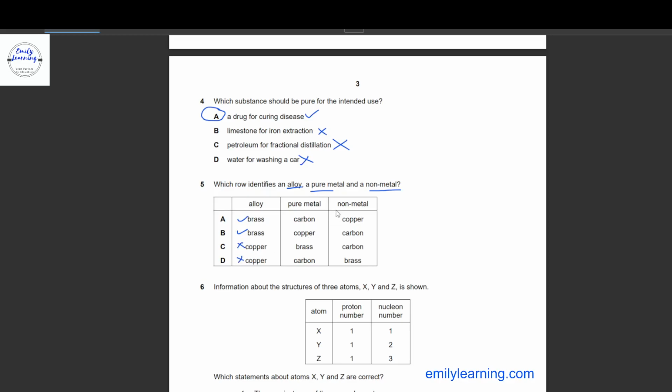To find pure metals, just look at your periodic table under the metals portion. On your periodic table, those that are here are metals, those that are here are non-metals. So if the name exists in the periodic table, it is pure. So copper is a pure metal, so it's B. Then for non-metal we have carbon. So the answer for question 5 is basically B.